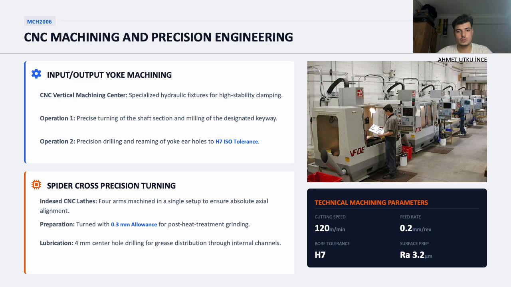For the Spider Cross, all four arms are machined in a single setup on indexed CNC lathe. This guarantees absolute axial alignment. We leave a grinding allowance to correct any heat treatment distortion. And additionally, we drill a lubrication channel through the core.